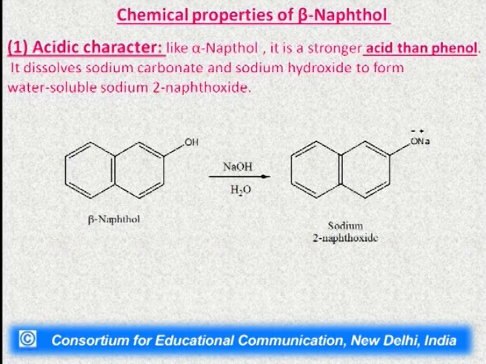Now comes the chemical properties of this important compound beta naphthol. First of all, it is acidic in character. Like alpha naphthol, it is also a stronger acid than phenol. It dissolves in sodium carbonate and sodium hydroxide to form water soluble sodium 2-naphthoxide. It is a stronger acid since the negative charge of this naphthoxide is distributed over 2 rings of naphthalene, while in the case of phenol it is distributed only over 1 ring, so it is a stronger acid than phenol.